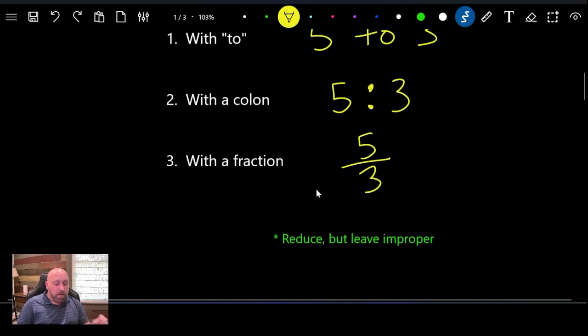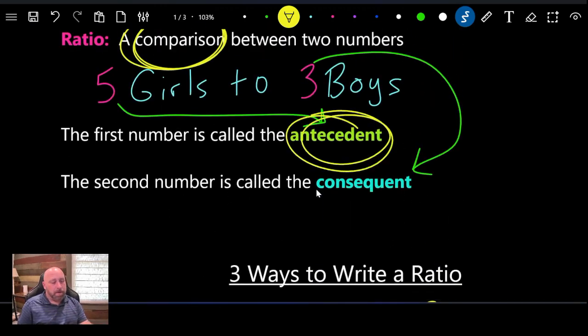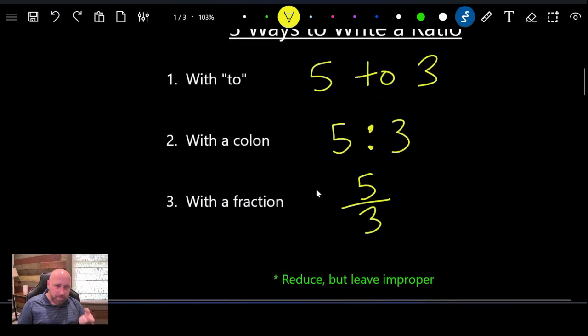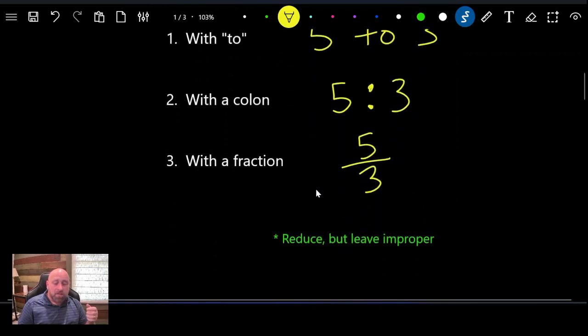All right, now, I've written this down here. It's kind of small, but I think you can read it. Reduce but leave improper. So if you're dealing with a fraction, you would leave it improper. The 5 would have to stay on top. And there's a reason. Because that is the, what? Go back to this word. That is the antecedent. So the antecedent has to stay on top of the fraction. The consequent comes second, so it has to stay on the bottom of the fraction.